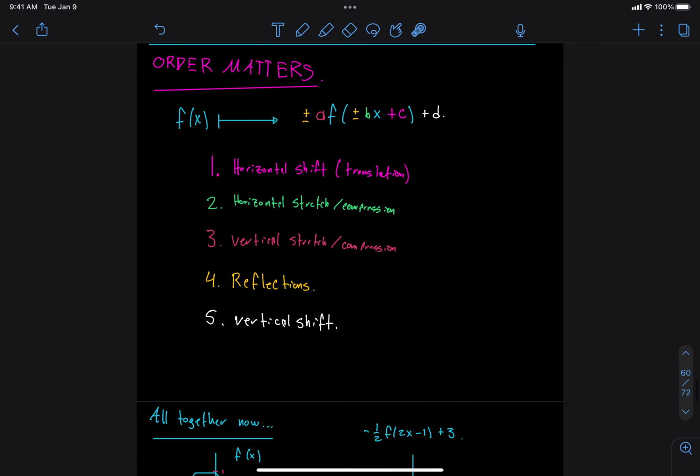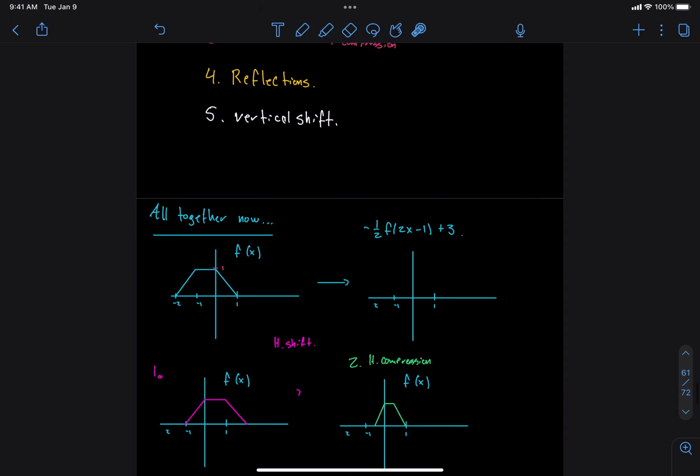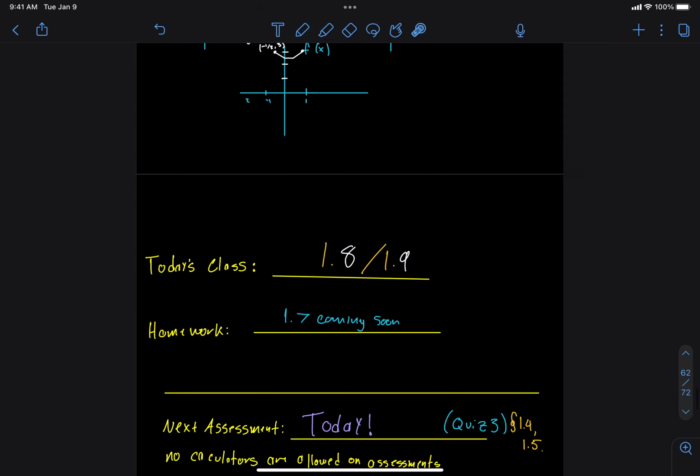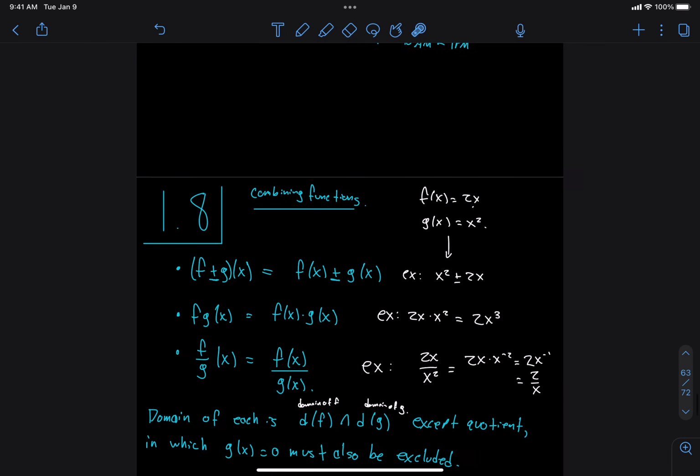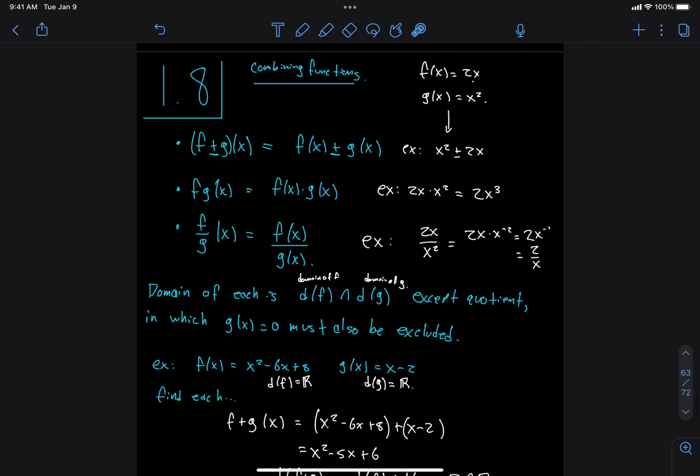And then we also learned that at the end of the day, when you have a lot of them all combined together, we had the rainbow slide to tell us that the order matters. Okay, so we need to do the transformations in this particular order. So that's something to memorize. We had an example then with everything, and then we started doing section 1.8, which is all about how do we combine functions.